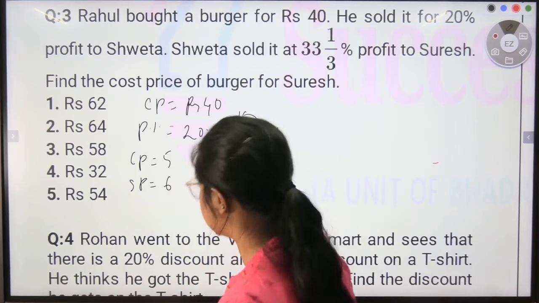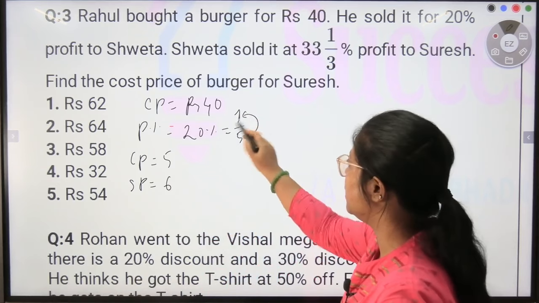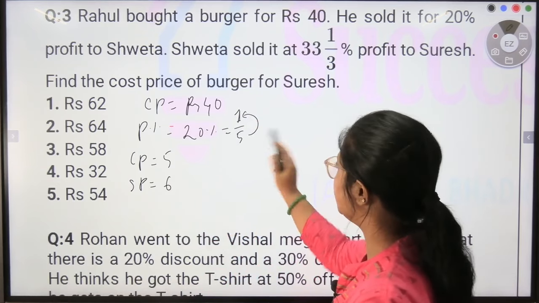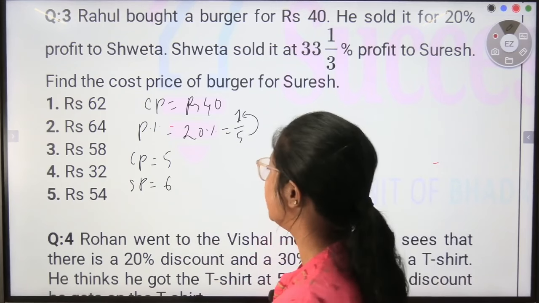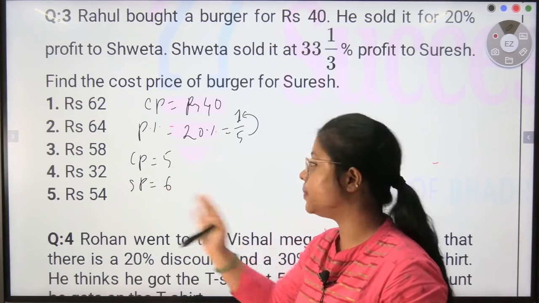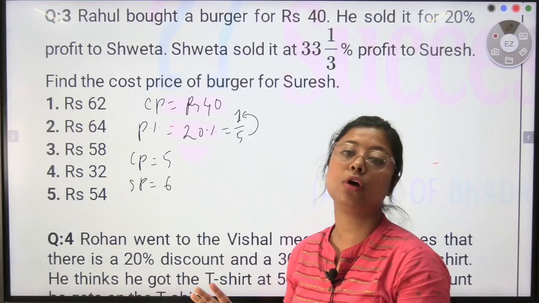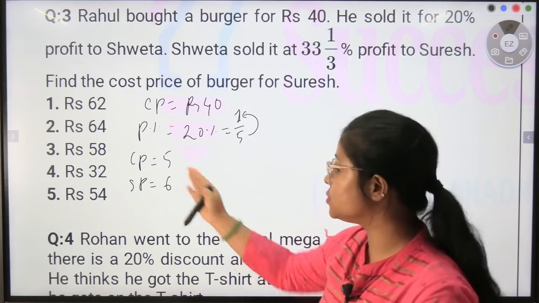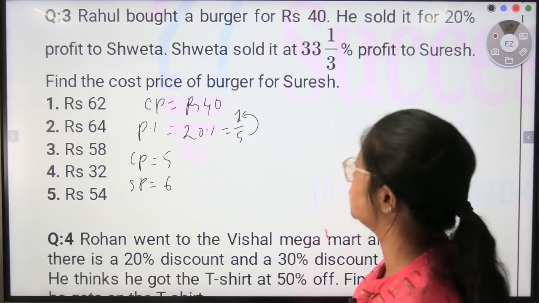So 5 plus 1 will give you 6. Okay, so this is my profit amount, this is my CP, so SP would be 5 plus 1, 6. But this is actually the ratio. These are the ratios of CP and SP, but this is not my actual value of CP and SP. This is only the ratio. Now I need to find the actual value.